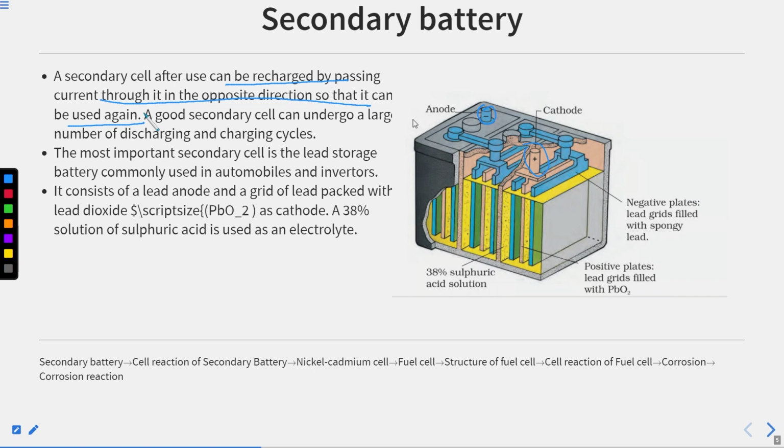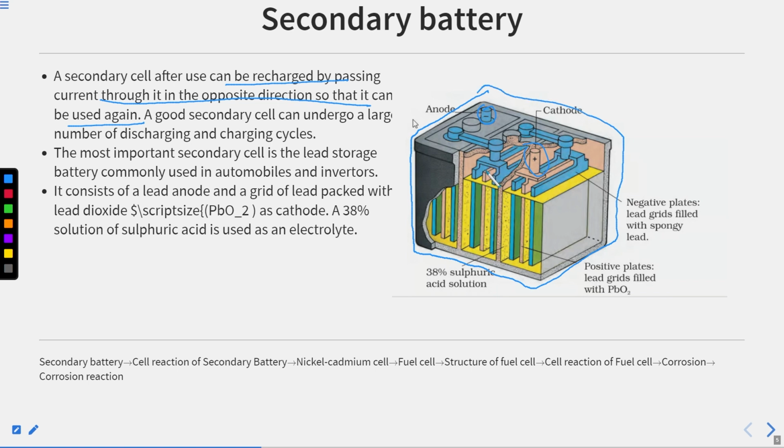Second, the most important secondary cell is the lead storage battery, commonly used in automobiles and inverters. This is the battery that you see in your inverters. This is a diagram of how this battery looks from inside. This is the structure of the secondary battery used in inverters.